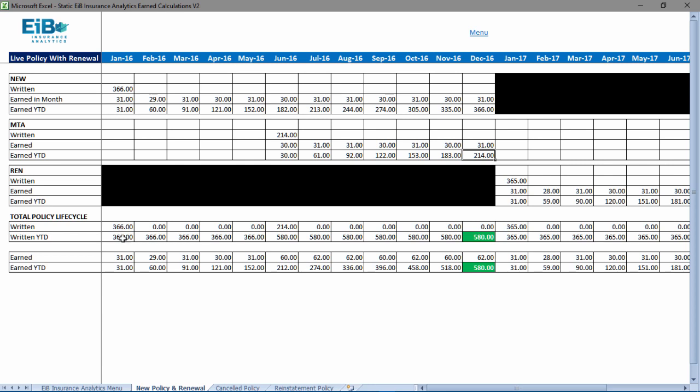So obviously on the written side, nothing happens on a year to date. It's constantly at 366 until we hit the mid-term adjustment, increasing it to 580. Obviously on the earned premium, it's earning the 366 original amount for the first 5 months, and then it's earning the original amount plus the MTA for the remaining months. And obviously again, golden rule at the end of the year, when we take any premiums, any activity on the account, the earned premium must by definition equal the written premium.